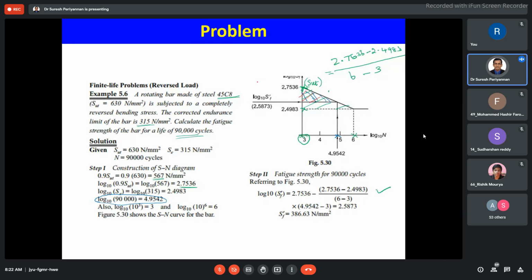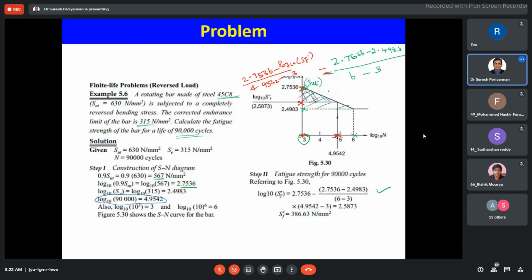4.9542 into denominator. This is equal to 4.9542 minus 3. In the numerator here, this denominator is this one. That's very simple. Now what is the numerator? 2.7536 minus log base 10 SF dash. Now we are able to find out what is SF dash.